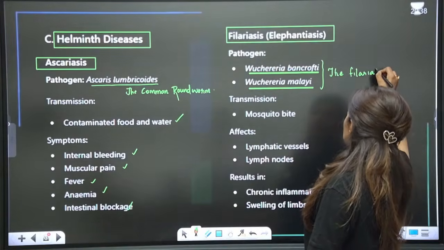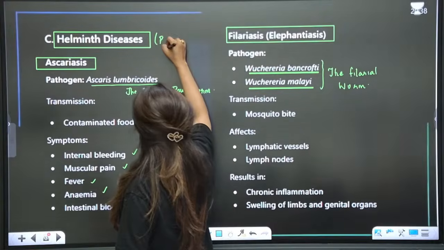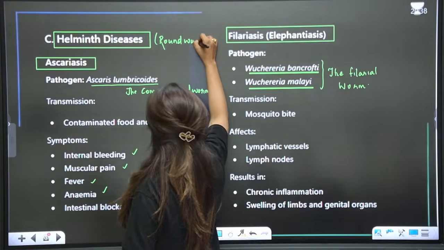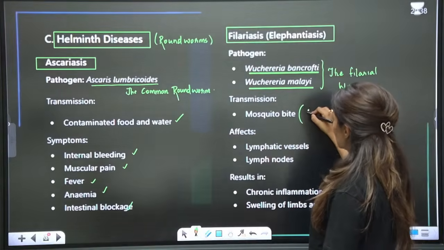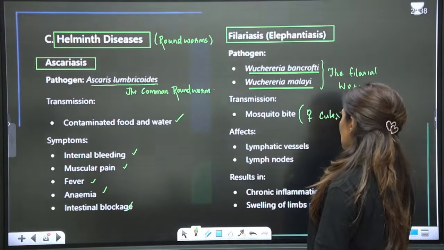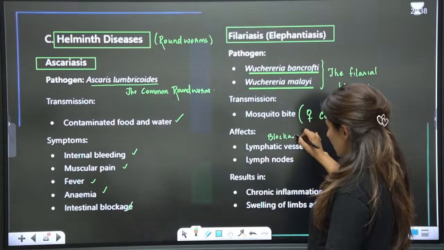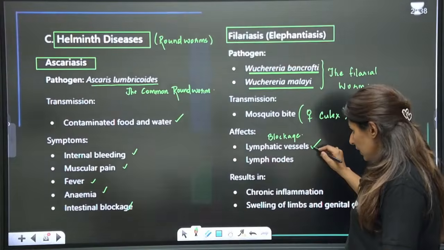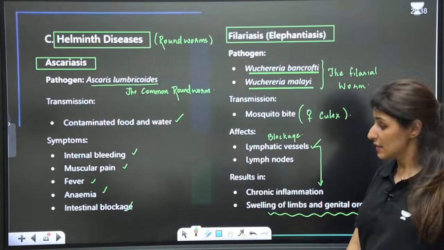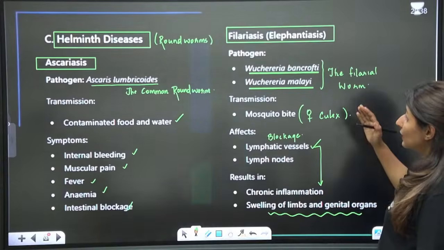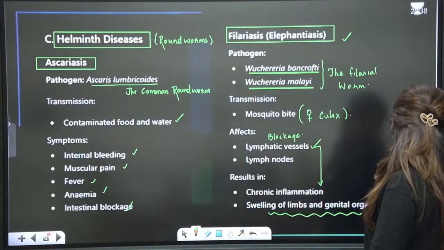Filarial worm. They are round worms, by the way. Both of them are round worms, Aschelminthes. Clear to all? Transmission is through mosquito bite. Now, which mosquito? It is a female Culex mosquito. It causes blockage in the lymphatic vessels. So, this leads to chronic inflammation and swelling of lymph and genital organs. And there is so much swelling that the leg becomes the size of an elephant's, and hence the name elephantiasis.